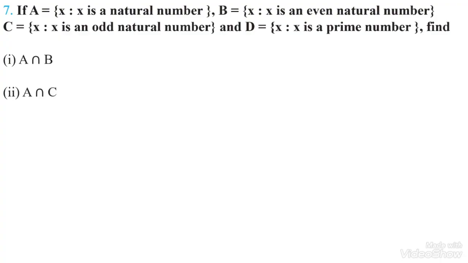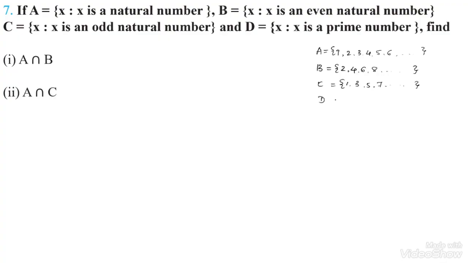Okay, let us consider question number 7. If A is a set containing an element x such that x is a natural number, first I have to write the sets one by one here. What are the elements? The numbers start with 1, 2, 3, 4, 5, 6, 7 and so on. For the second set, B, the set of even natural numbers: 2, 4, 6, 8 and so on. And set C contains the odd natural numbers: 1, 3, 5, 7 and so on.